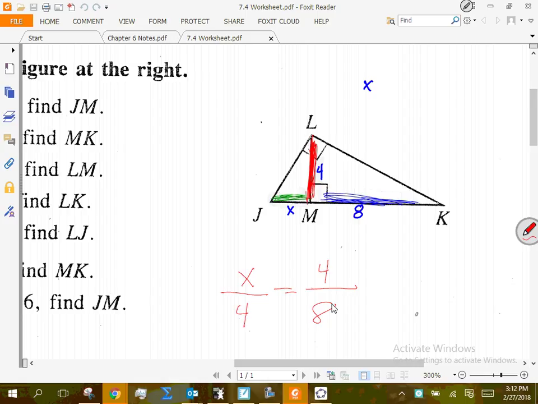My hopes are to move on to 7.5 tomorrow as well. Spend the next about day and a half on 7.5. And then on Friday is your test over chapter 7.